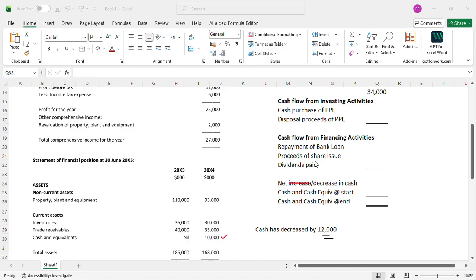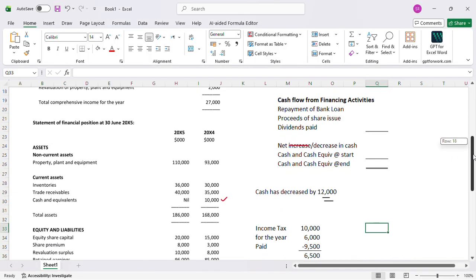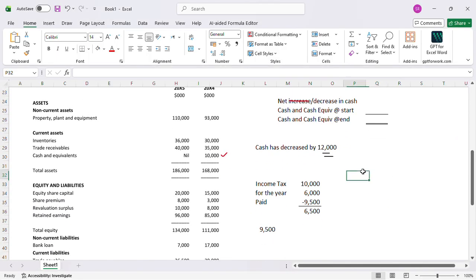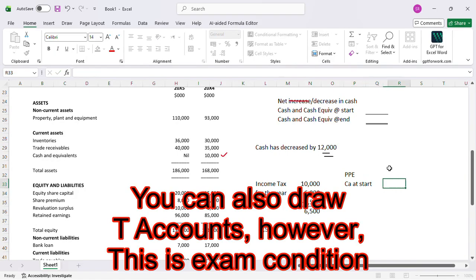Now, the next item is to look at property, plant, and equipment. Let's call it working 2. So for property, plant, and equipment, let's do that here. We started off with 93,000, the carrying amount at start.